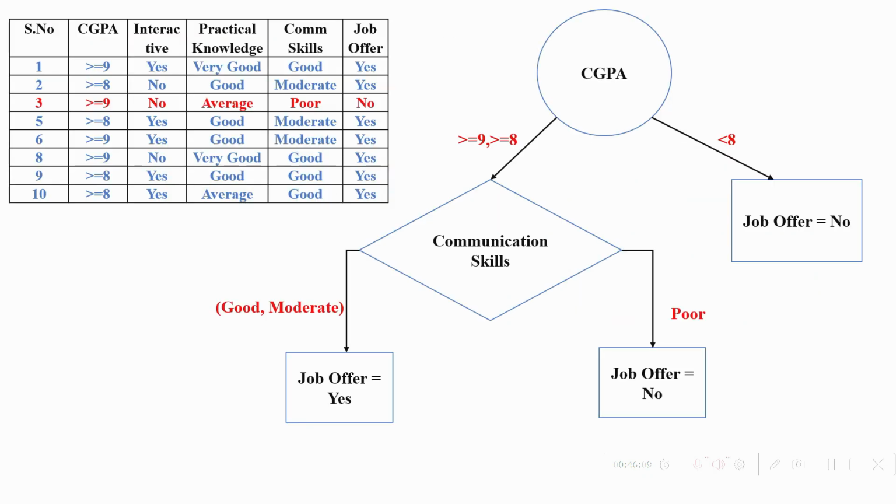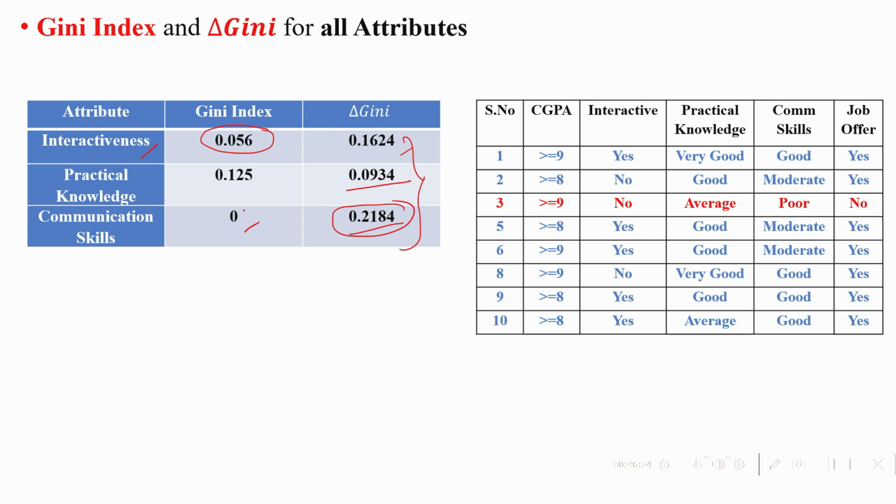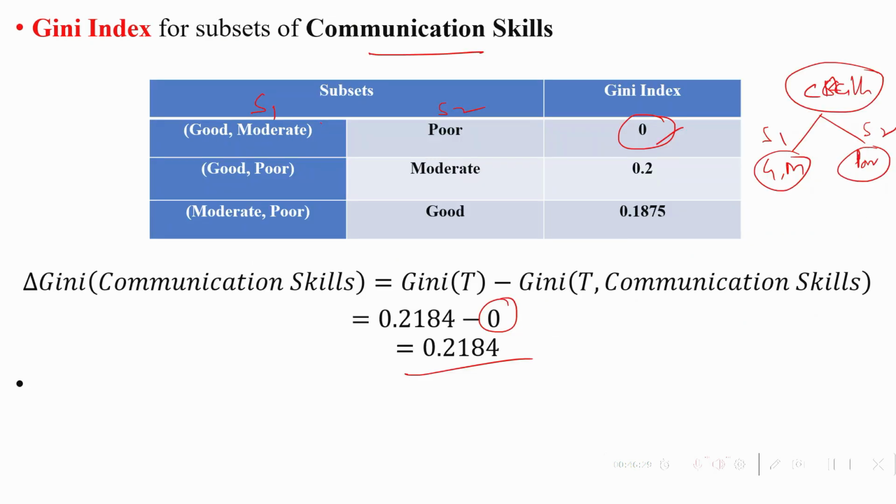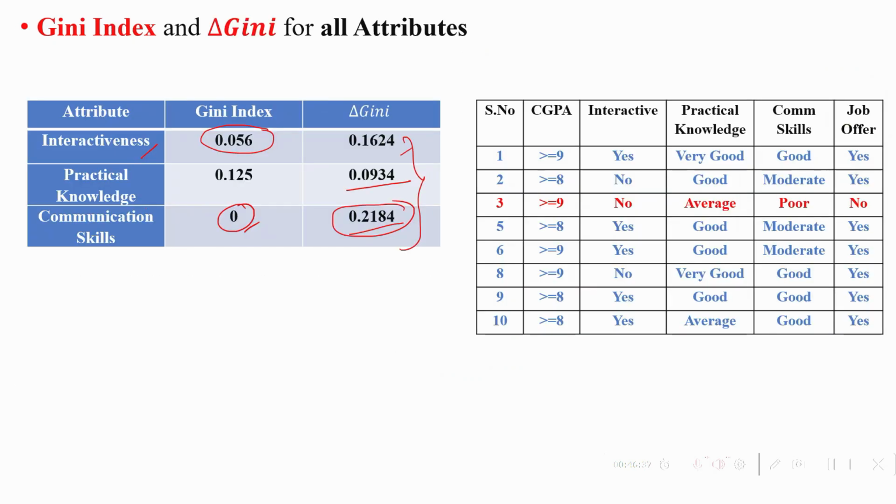So here after completion of CGPA, we are going to check communication skills as an intermediate node. Based on that intermediate node, once again we split the data into two parts. Here the Gini index contains 0 value, and the corresponding splitting condition is good and moderate on the left side and poor on the right side. So we are selecting communication skills as the next level node.